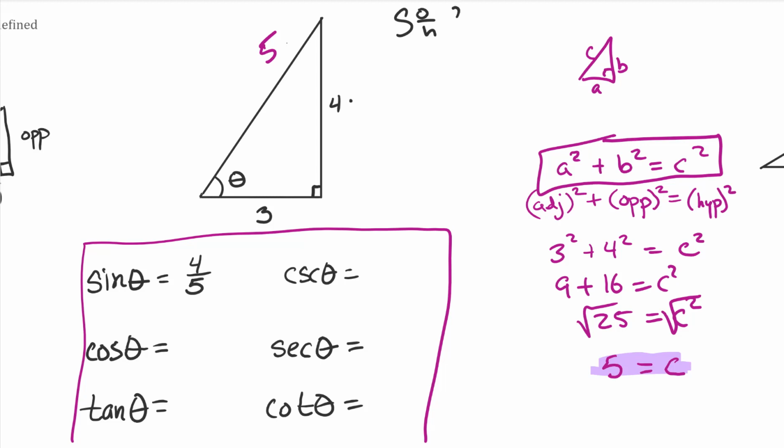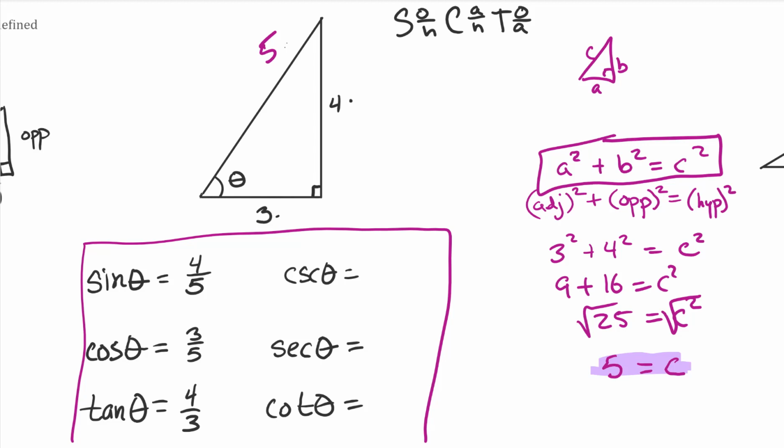Now we go to cosine. Cosine's the adjacent over the hypotenuse. The adjacent is 3, the hypotenuse is 5. So we get 3 over 5. Next, tangent is the opposite over the adjacent, SohCahToa. The opposite is 4, the adjacent is 3, so we get 4 over 3.